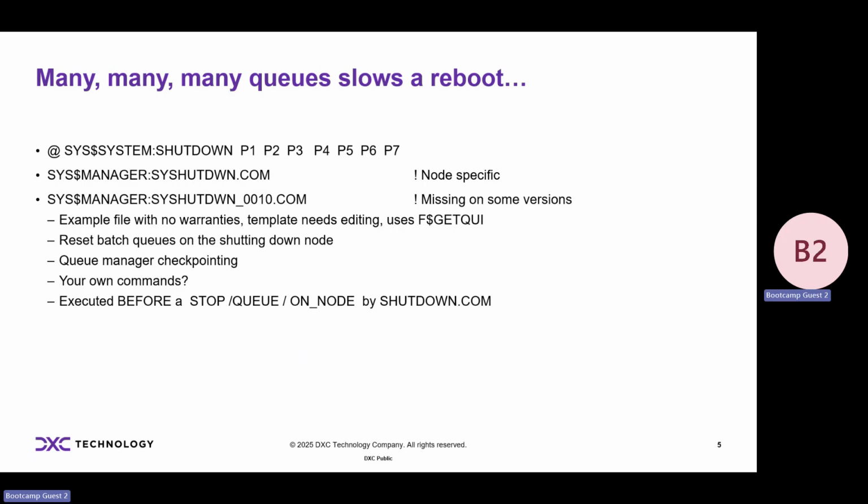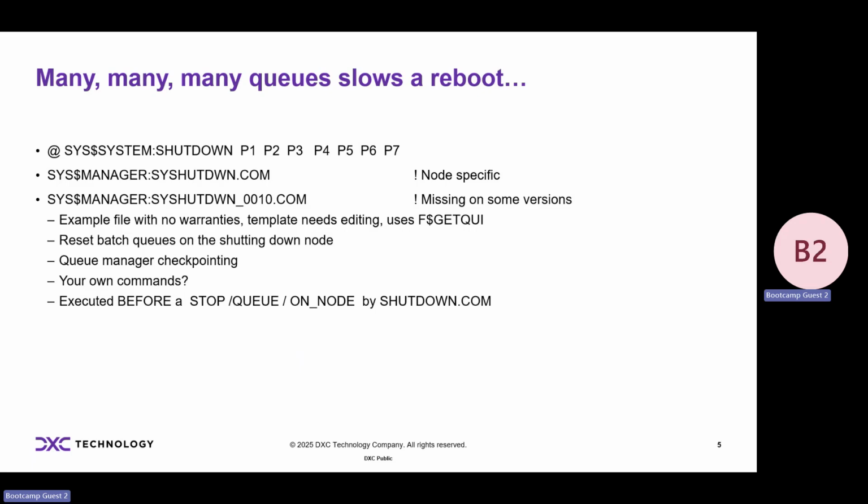Now, this is where there are some variations. There is something called, and it's not on all versions, and you need to look for it, shutdown 0010. So in there, and it's all commented out, but if you uncomment it, you'll find what it does is it actually resets batch queues, resets printer queues, and it initiates the queue manager checkpoint. And you could even put your own commands in there as well.